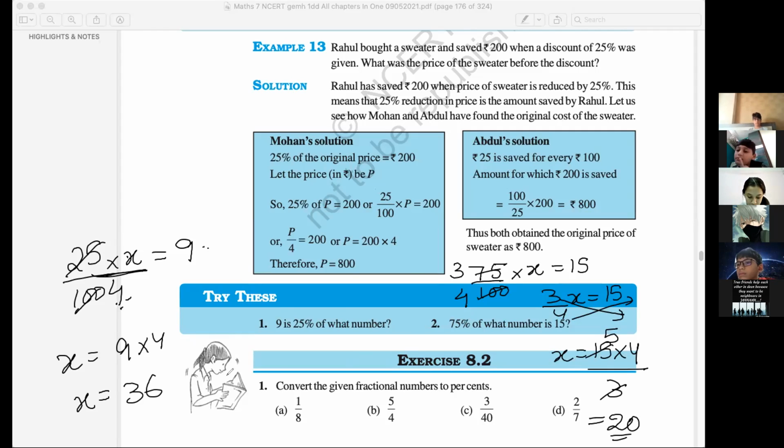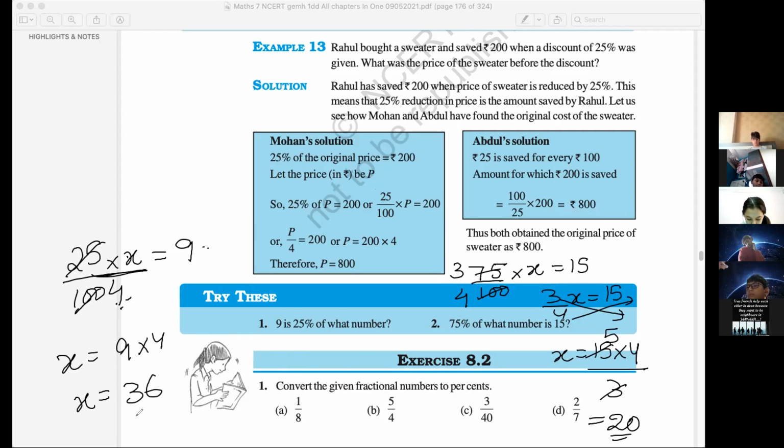So we'll do till here. Next time we'll check the homework exercise and rest of the questions. Ma'am, x is equal to 36 or 20? So 9 4s are 36, na? Yes, okay. Okay, done.